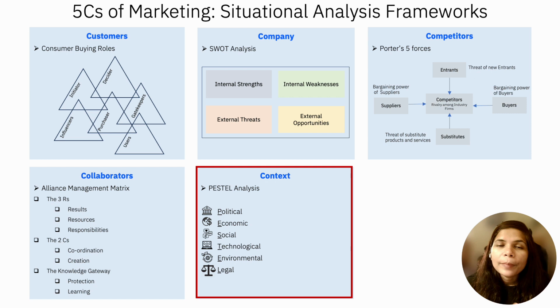We have been discussing the 5 C's of marketing for situational analysis. Today, we have come to look at the fifth and final C of the 5 C's of marketing, which is context. When we say context, we mean the macro environment of an industry. So let's go deeper into what each of the letters of PESTEL analysis means.